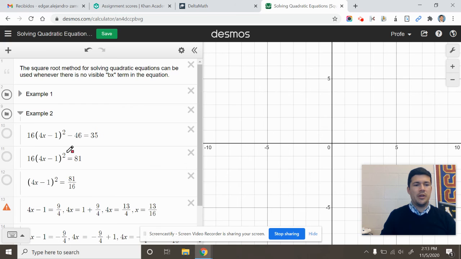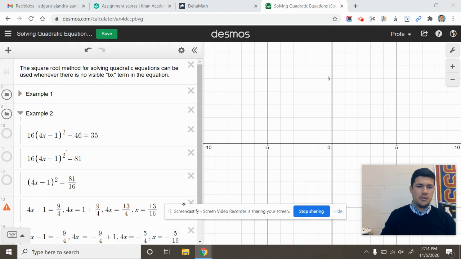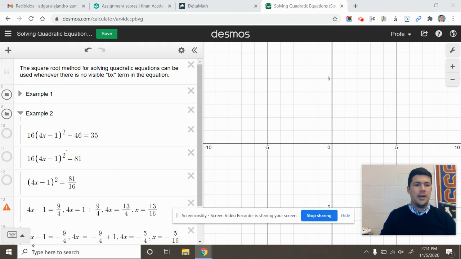Now that gets a little hairy with the fractions, which you can do with a calculator. But it really ends up at 4x equals 1 plus 9 fourths. I can turn my 1 into 4 over 4, meaning 4 plus 9 is 13. So 4x equals 13 fourths. Then divide both sides by 4, which gives me 13 sixteenths. And your other answer, I believe you end up with negative 5 sixteenths. That is how you do those problems.